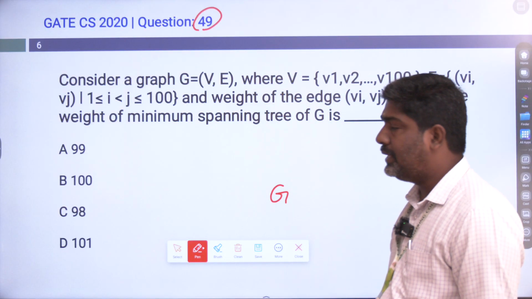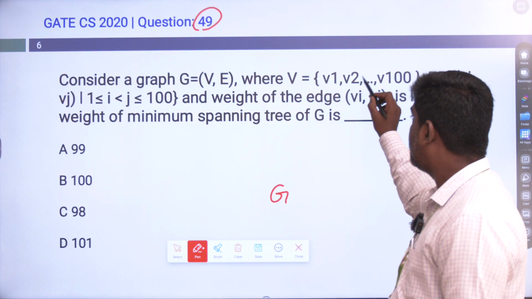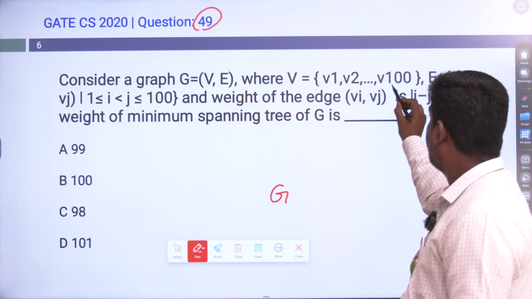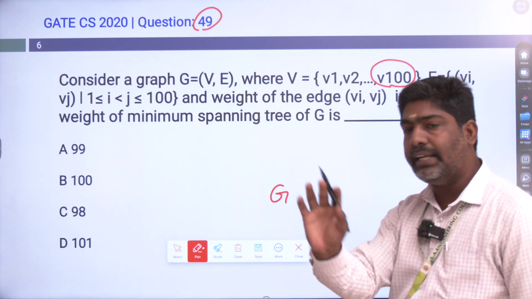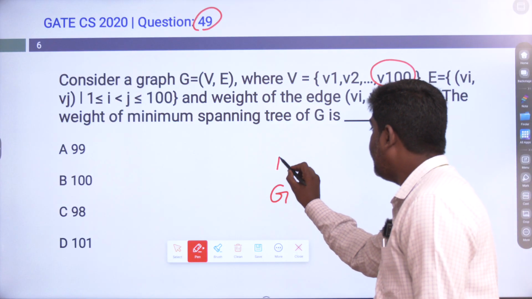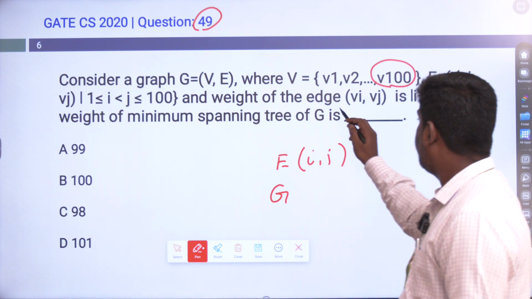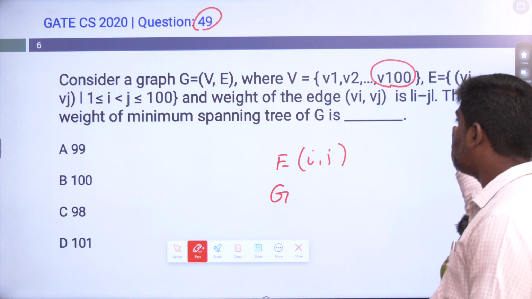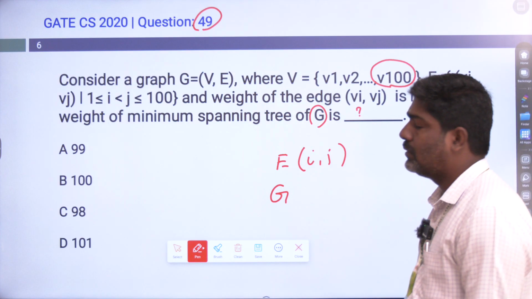G equal to (V, E), where V, in the sense of vertices, is V1, V2 up to Vn. Here they have given n as 100, so there is no need for any confusion. We can go very directly. And E equal to (Vi, Vj), E means edges. The weight of the edge (Vi, Vj) is the absolute value of i minus j. The weight of the minimum spanning tree of G is what?